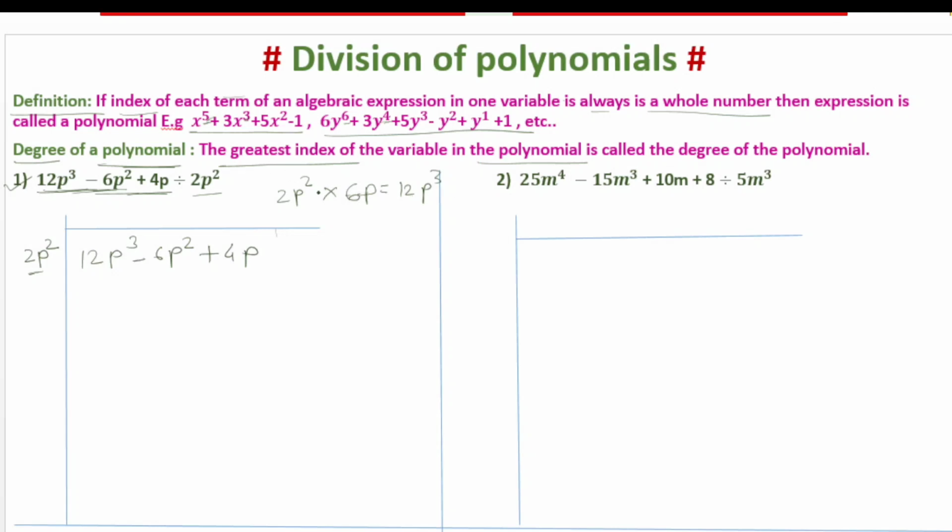Understood? We write 6p as the first quotient of this example. Multiplying gives 12p cube. Subtracting 12p cube, we get 0, and we bring down the minus 6p square.